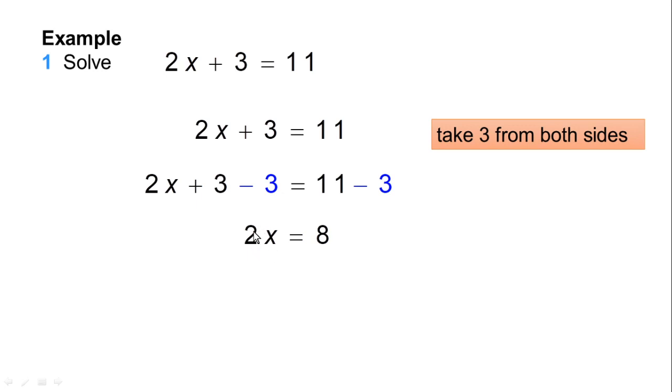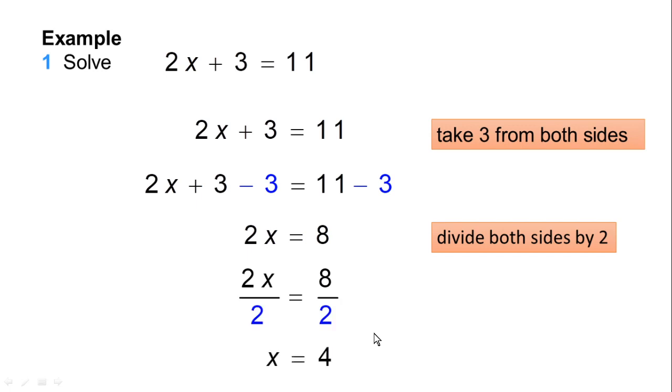Next, I want to remove this 2 over here. This is 2 times x. To remove that 2, I will do the opposite of multiplication, because I said a while ago it's 2 times x. So the opposite of multiplication is division. So I'll divide both sides by 2. Divide both sides by 2, you will get x is equal to 4. So I was able to make x the subject of the formula, and on the right side is its value. Thus, our answer is x equals 4.